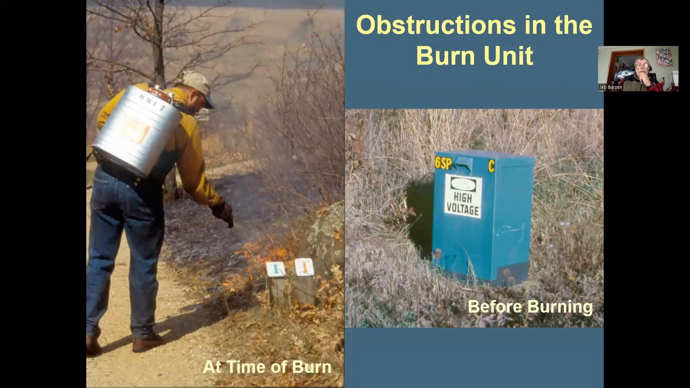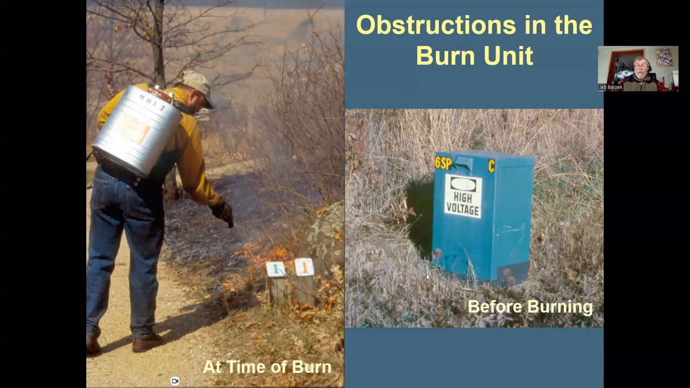Other issues to think about are obstructions within the burn unit. I worked at the International Crane Foundation for almost 30 years. We had lots of education displays and infrastructure that we had to burn around. You can use your water to create an immediate break around things like trail signs, or you can pre-make a break around this where we've removed a lot of the vegetation, and then we can go in and use water when we light along this to keep the heat down.